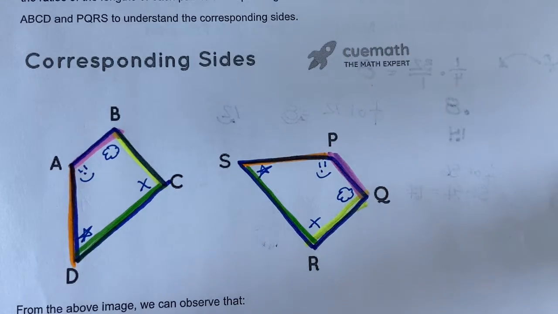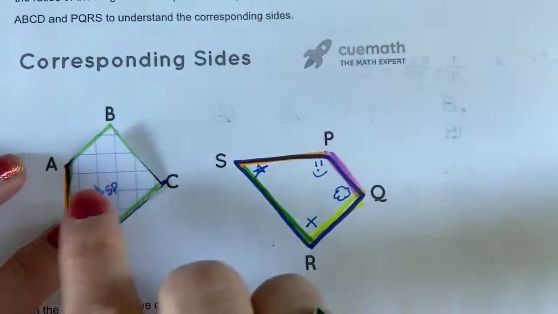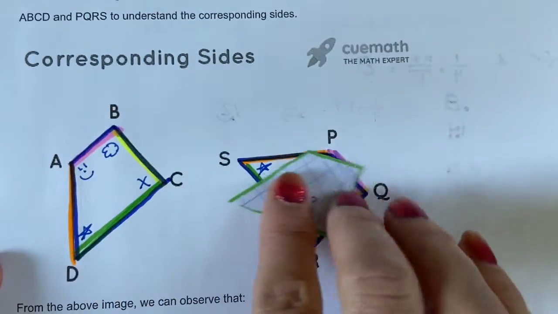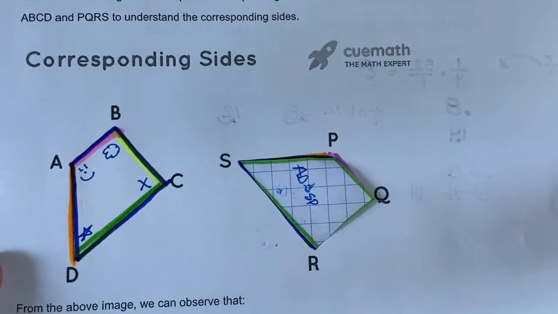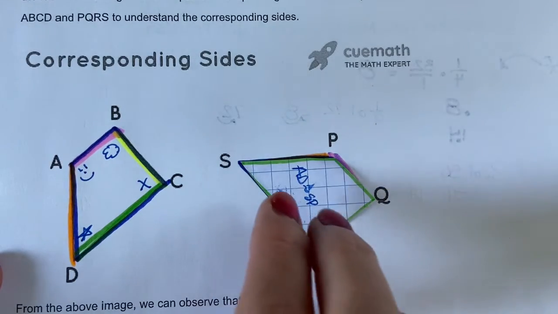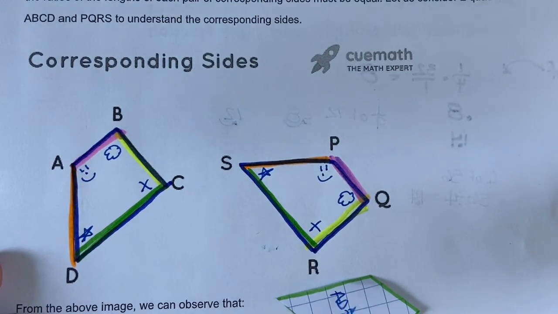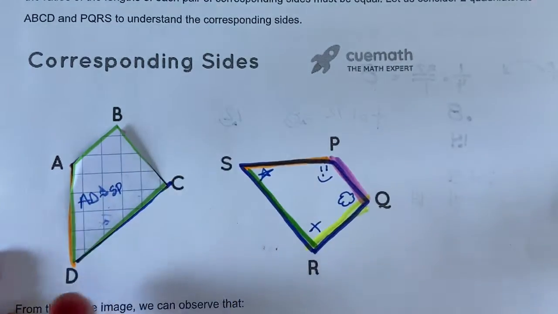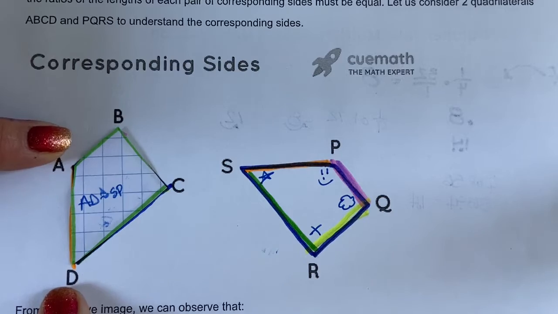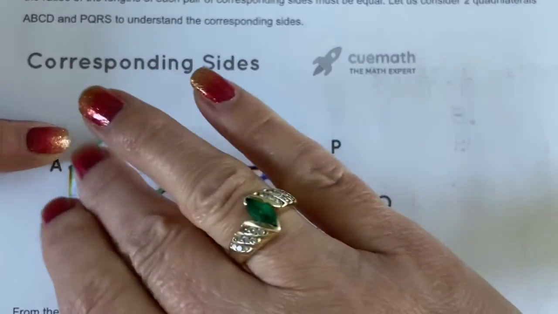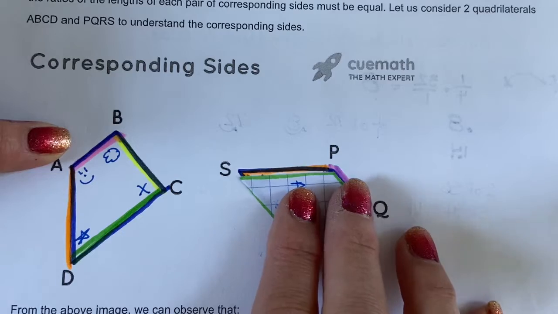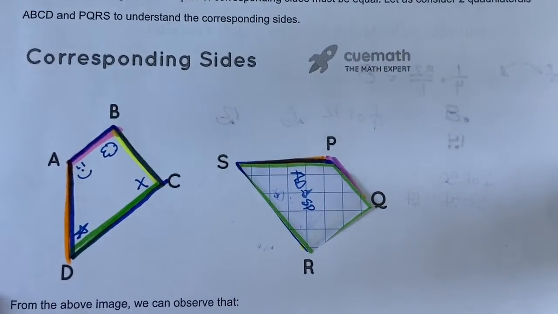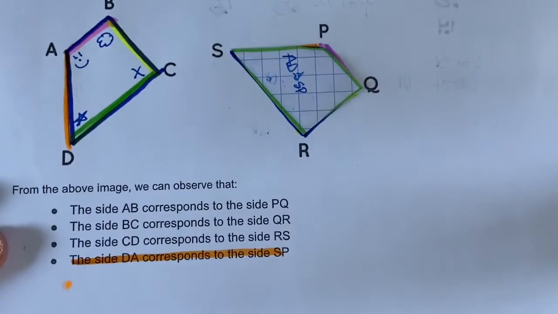Here it is. All right, so I just cut one out to show you. If I took this and put it over here, they're congruent. All the angles are exactly the same. All the sides are exactly the same. So what I want to know is which sides correspond to which side. If I looked here, this is side AD or DA. It really doesn't matter which way you say it. When I took this over here, it corresponded to SP. And that's what this is telling me. AD corresponded to SP down here, okay?